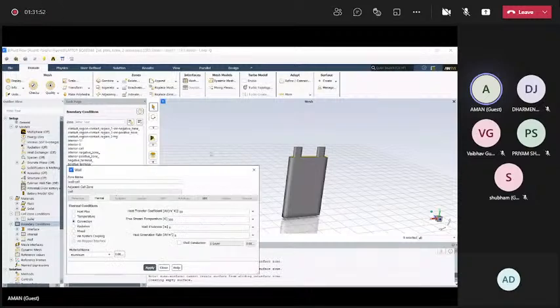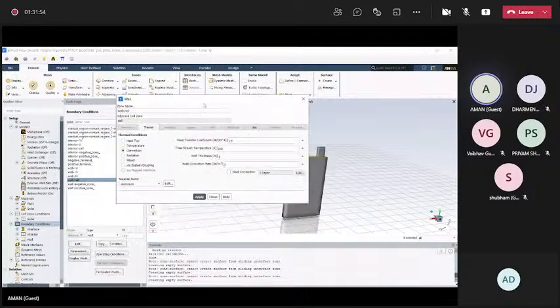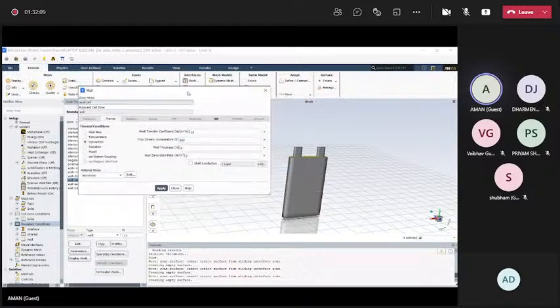So here is the boundary condition that we have given. The thermal condition that we have given is convection, for the ambient temperature. The heat transfer coefficient is 10 watt per meter square Kelvin. The overall free stream temperature, which is nothing but the ambient temperature, is 300 Kelvin. The wall thickness is already given to you. The material name is aluminum. So these are the boundary conditions that we have given.